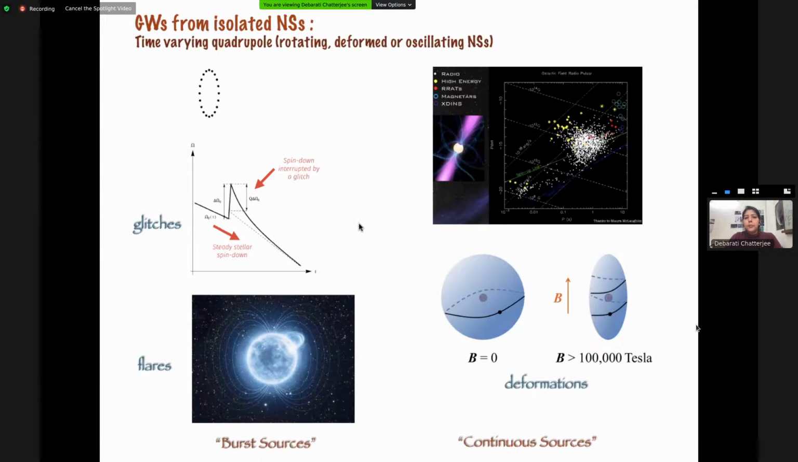This is much more challenging to observe, but there are currently people trying to build better and better models so that we can pick out these kinds of signals from gravitational waves. Glitches are one of them. The other can also be that of flares.